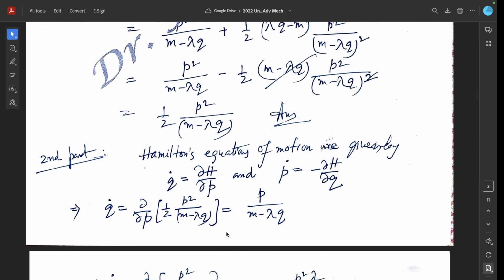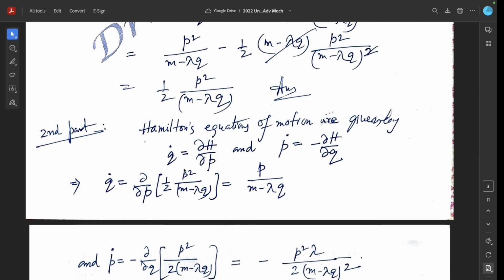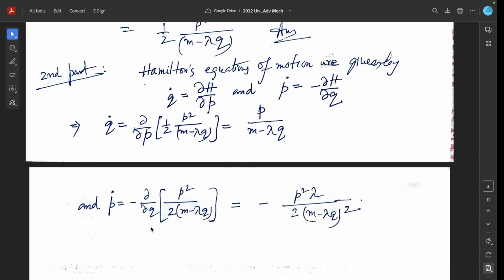And the Hamilton's equations of motion are given by q dot equal to del H by del p and p dot equal to minus del H by del q. So q dot equal to p by m minus lambda and p dot equal to minus p square lambda by 2 into m minus lambda whole square.